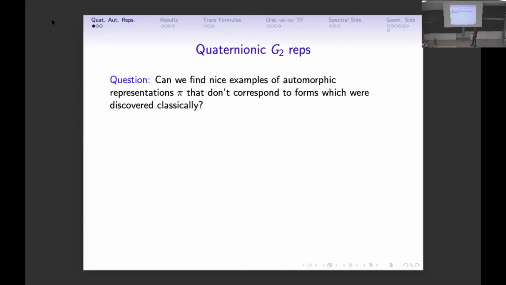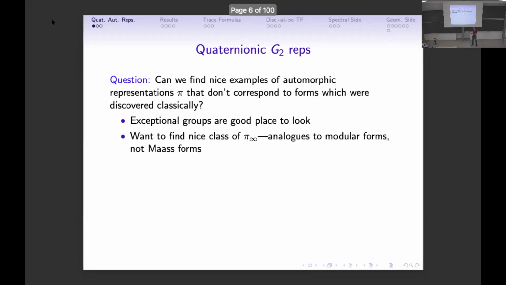So let's start. What is a quaternionic automorphic representation on G2? One way to motivate the story is you can ask a question. There are all these forms on classical groups and other kinds of groups that people knew about way back when. So you might want to think about whether, now that we have all this general theory, we can find examples of automorphic representations that correspond to some nice simple forms that maybe people didn't know about classically. If you want to find something that people didn't know about classically, exceptional groups are a good place to look. And you don't want to just pick a random automorphic representation.